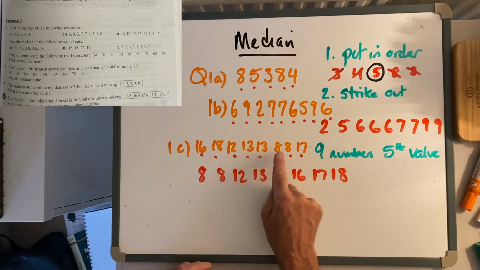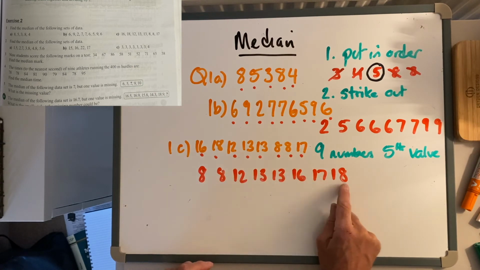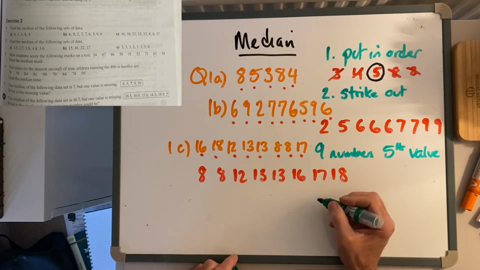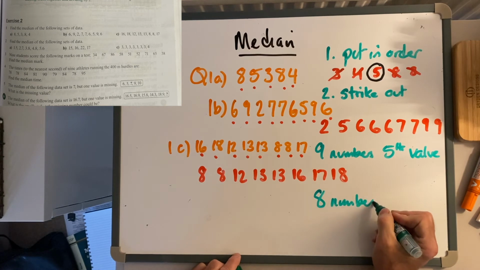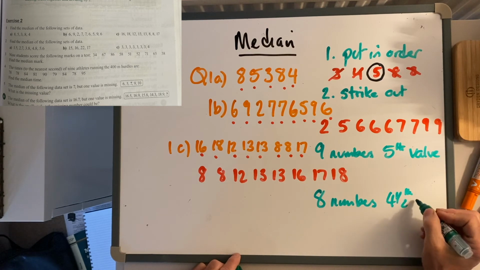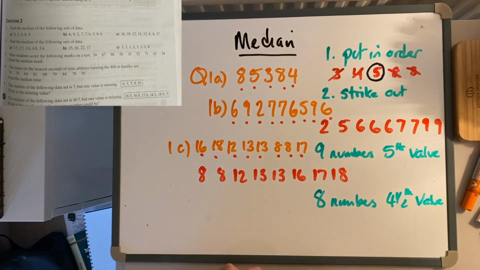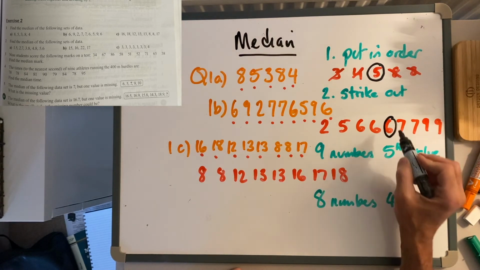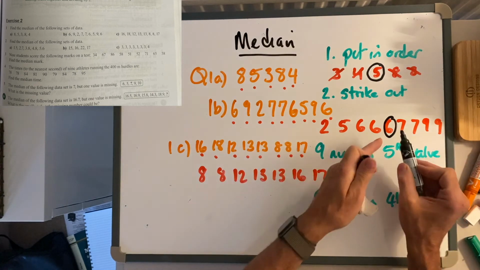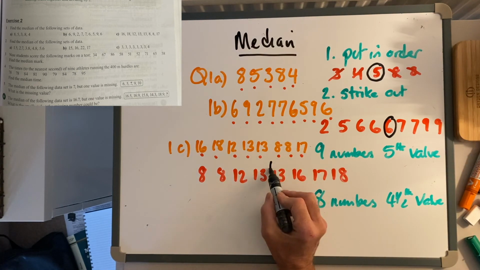1, 2, 3, 4, 5, 6, 7, 8. So I've got 8 numbers. And I can tell you it's going to be the 4.5 value. So I want you to think about which it is going to be. We know here 1, 2, 3, 4, 5. Look, there are 4 that side, 4 that side. So it goes there. Here, I know halfway is somewhere in there.